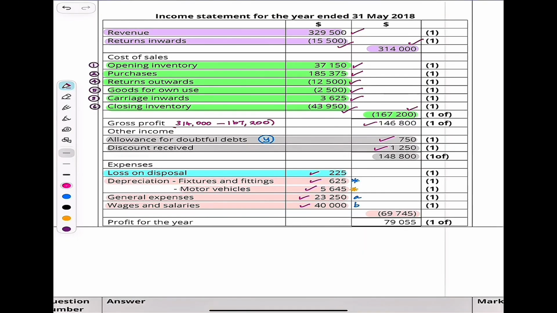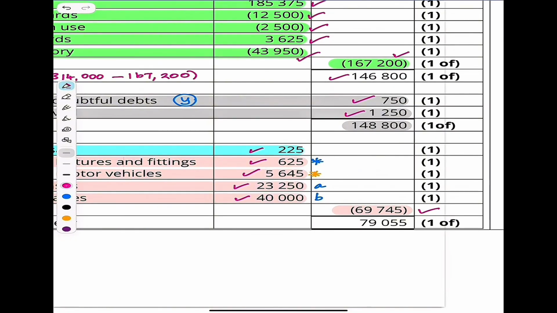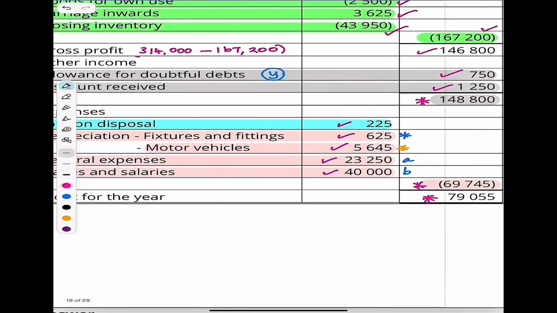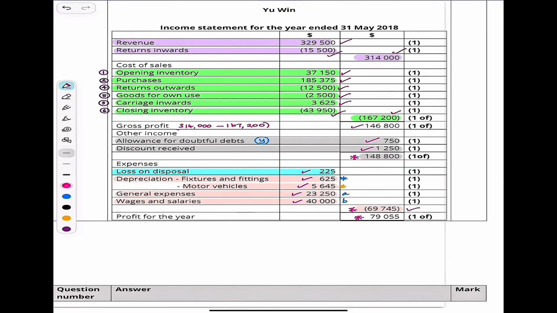Now let's add up 146,800 gross profit plus 750 plus 1,250, which gives a total of 148,800. Add up all your expenses and then you should get 69,745. You deduct that value. And from 148,800, take away 69,745, you should get the profit for the year of 79,055. Now, we have completed the income statement for a sole trader.